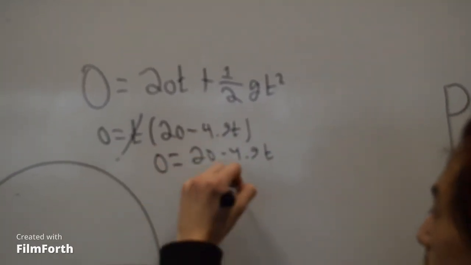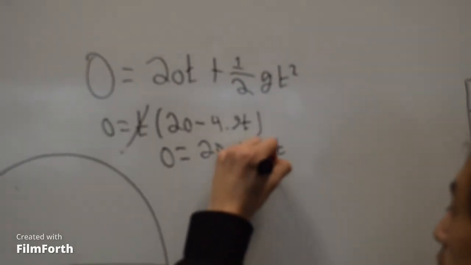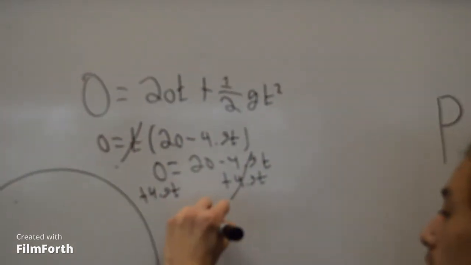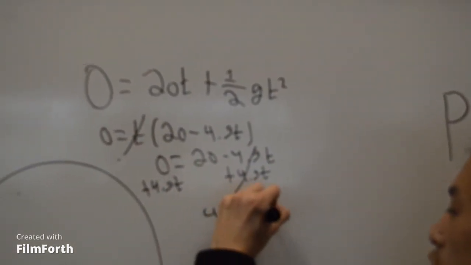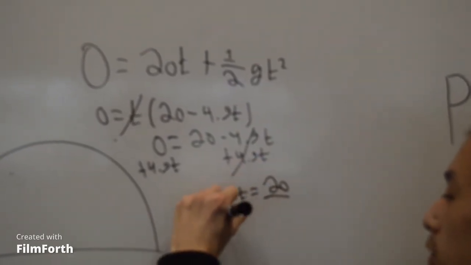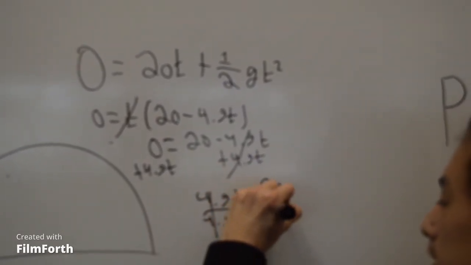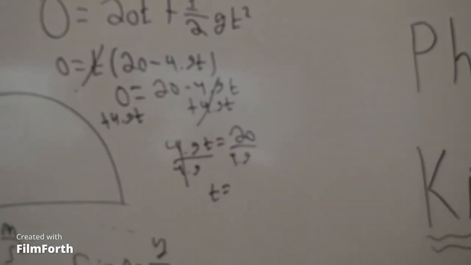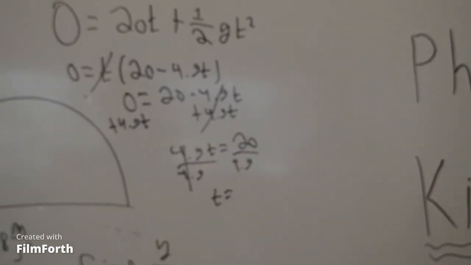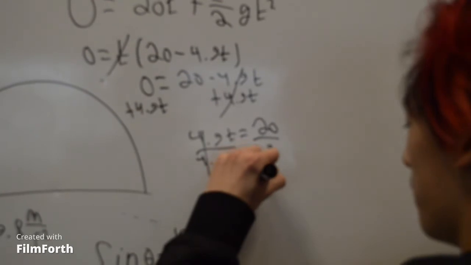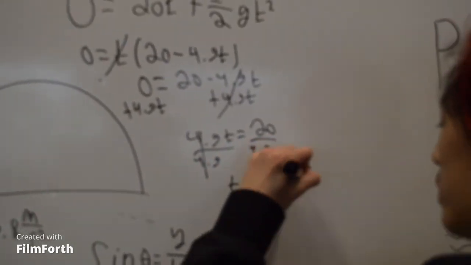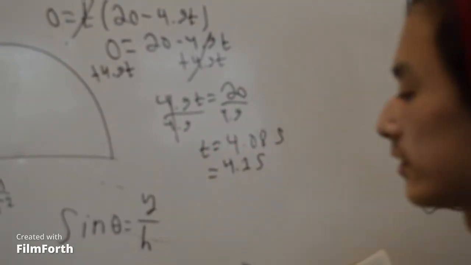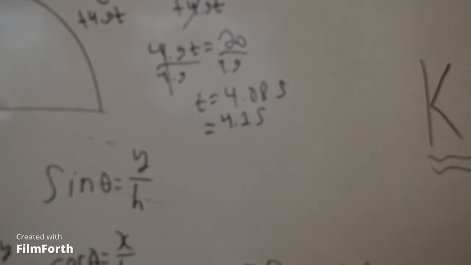Okay, so now we just gotta do a bit of algebra. We add 4.9t to both sides, thereby we get 4.9t on the left. Now, 4.9t equals 20. Divide both sides by 4.9, and you get that t equals 4.08 seconds. But because of sig figs, we're going to say t equals 4.1 seconds. We'll leave it off at 2 significant figures, as 1 will be pretty imprecise.